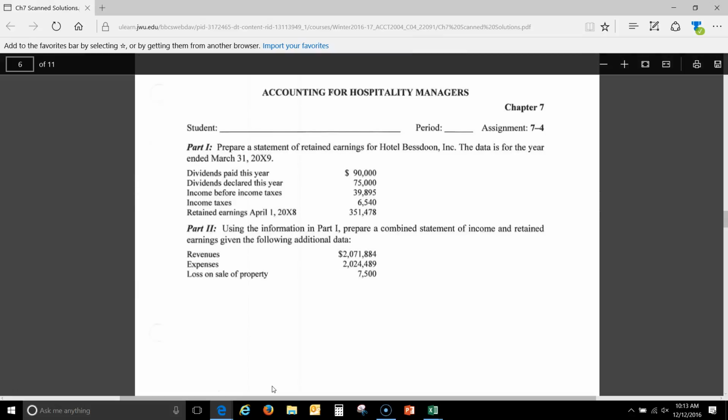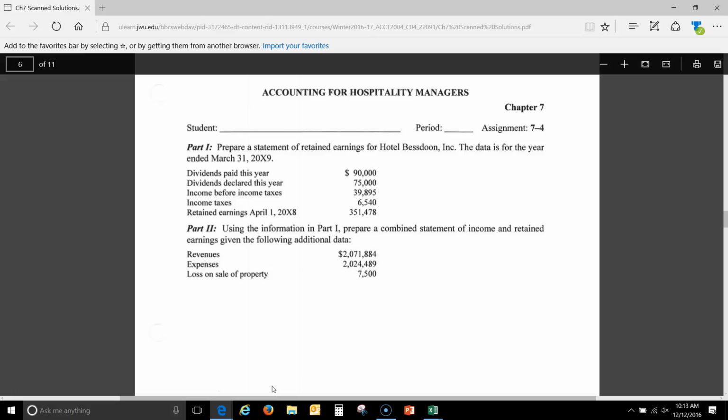okay, says prepare a statement of retained earnings for Hotel Best Doom, Inc. Data is for the year ended March 31, 2019. So again, we're talking about statement of retained earnings. So we need to start with, actually let me back up and ask that question in a different way. What's the equation for a statement of retained earnings? Beginning retained earnings. Good. Plus or minus net income or subtract net loss. Minus dividends equals ending retained earnings.